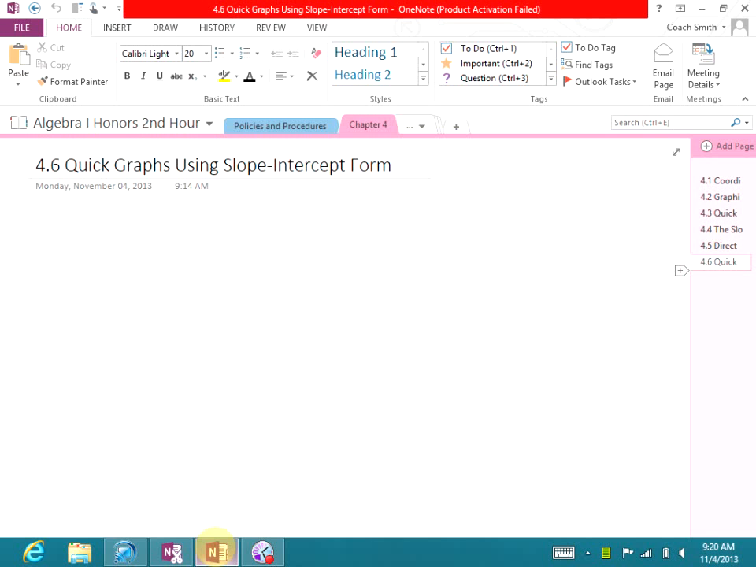All right, 4.6. Looking at slope-intercept form. Slope-intercept form is something you've been doing. You just didn't realize you were doing it.